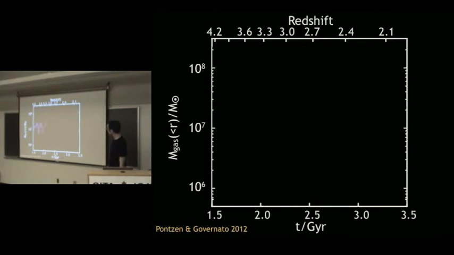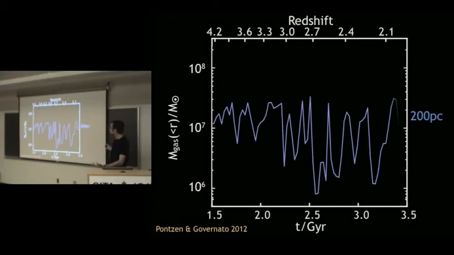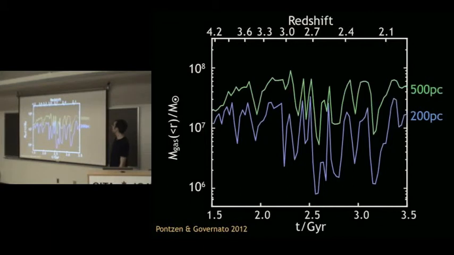So if I plot the gas mass interior to, say, 200 parsecs as a function of time, it looks something like this. And the first thing you notice is that it's changing by orders of magnitude. And it's changing on very short time scales, less than a dynamical time scale. In fact, the dynamical time scale in this thing might be something like 100 megayears in the center. And these masses are changing more rapidly than that. And moreover, they're changing in a coherent way.